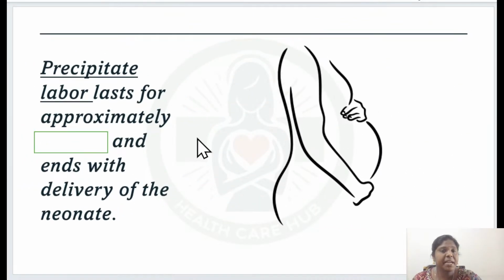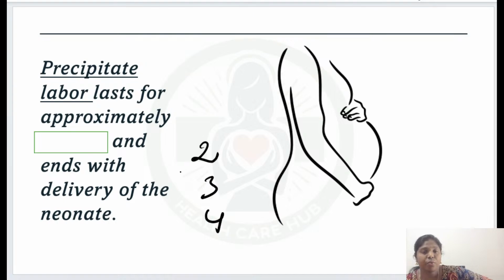Okay. Precipitate labor lasts for approximately dash and ends with delivery of the neonate. So precipitate labor will last for how many hours? How long does precipitate labor last? 2, 3 or 4? Tell me. So precipitate labor lasts for how many hours?